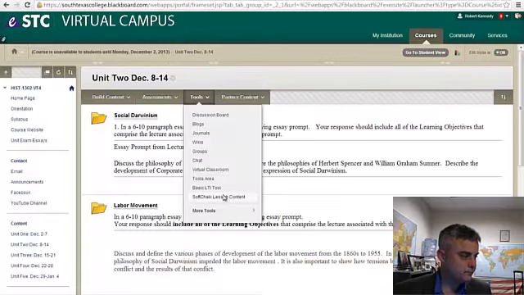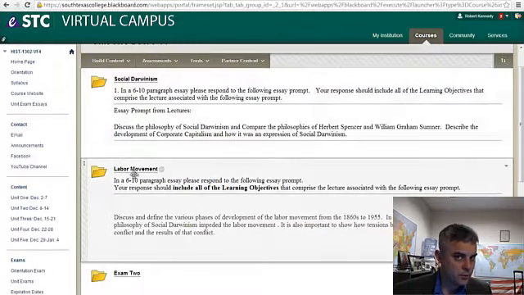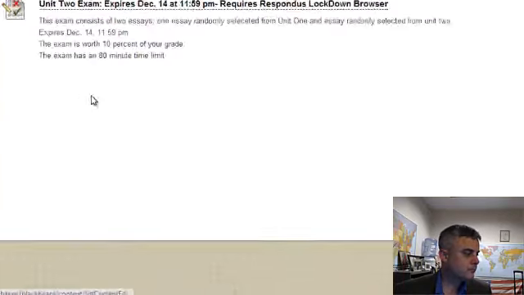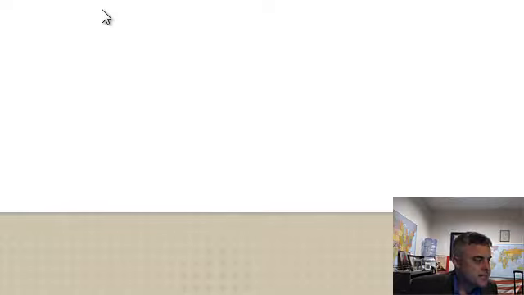But let's look at the unit exam for unit 2. There's labor movement. You want to go through that one as well. And exam 2. So this exam 2 consists of 2 essays, not 1, 2 essays. 1 essay randomly selected from unit 1, and 1 essay randomly selected from Unit 2.